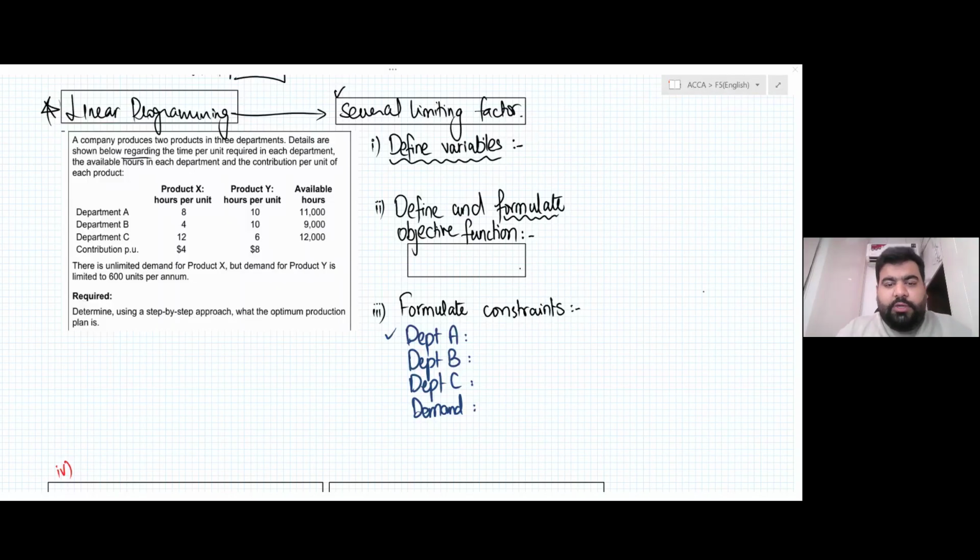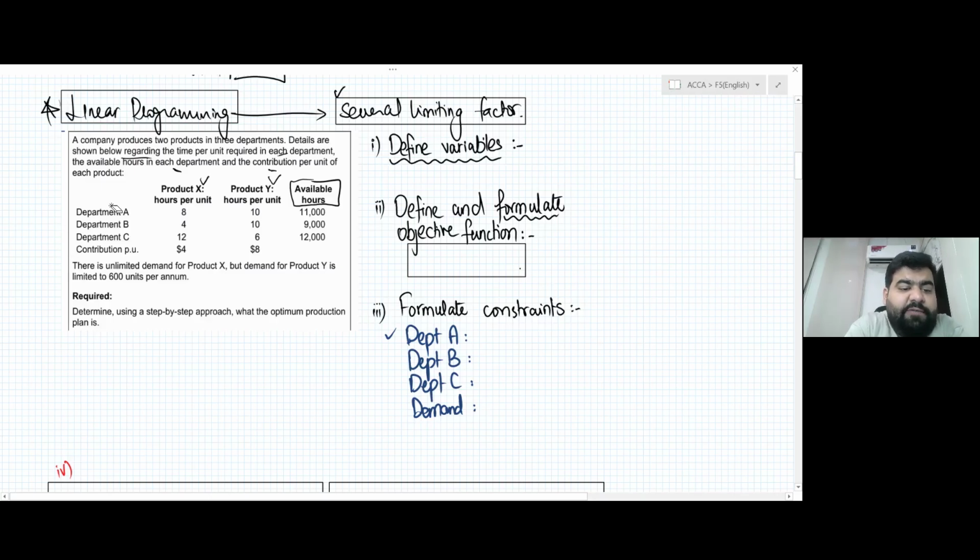Let's start. Okay, so now we are going to start linear programming. As we have discussed, for several limiting factors we have to do this topic, and obviously the concept is still that of the single limiting factor, where we have studied that with that limiting factor we have to perform well. So in linear programming, the question is given here: the company produces two products in three departments. Details are shown below regarding the time per unit required in each department, the available hours in each department, and the contribution per unit of each product. They have given the time per unit required in each department for the products. Then they have given the total available hours. There are two products, product X and product Y, and they have given available hours as well. We'll see what we have to do. So there are three departments: Department A, B, and C.